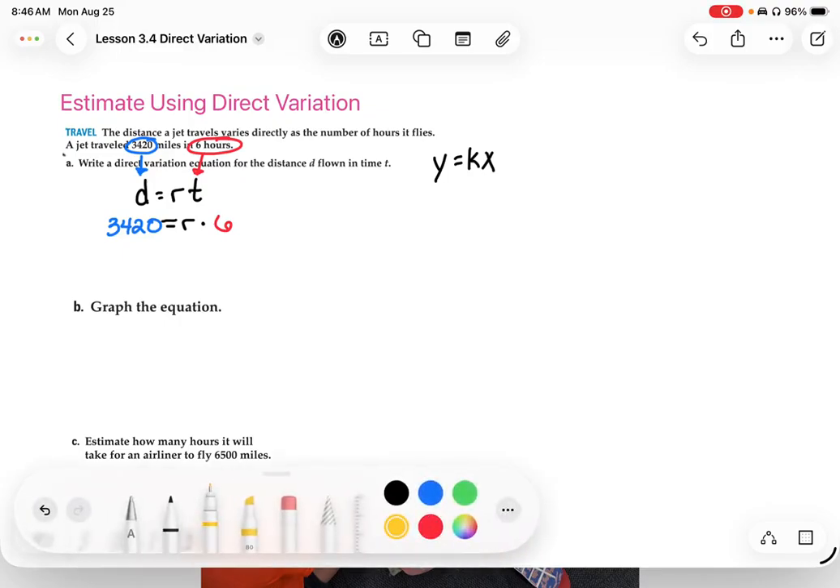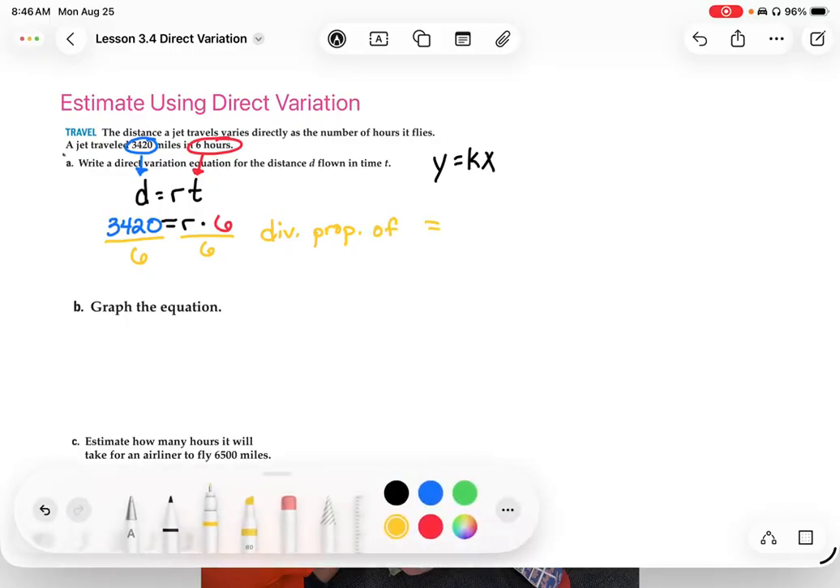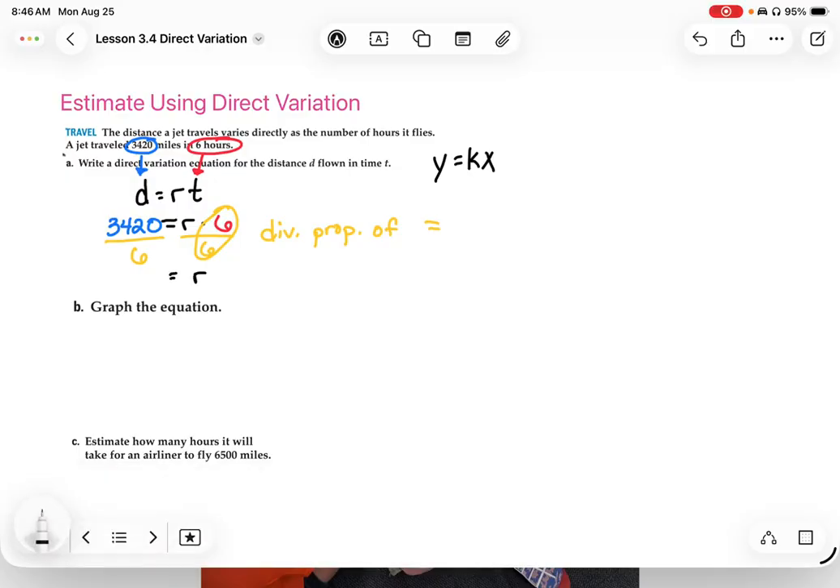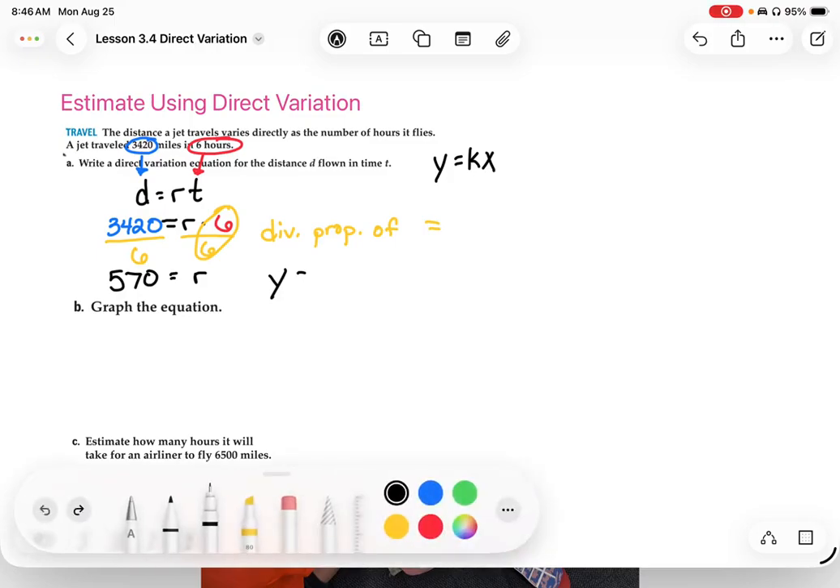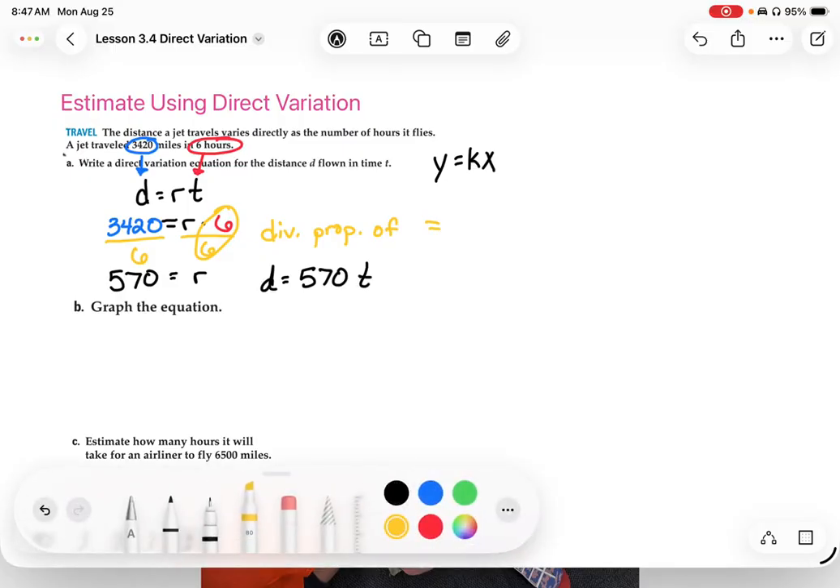Okay. So we just need to divide by 6. So divide both sides by 6. This is the division property of equality. And so on this side, the 6's will cancel, leaving us with just r. And over here, this is going to be 570. Okay, so our equation is, not y, sorry, d equals 570t. Great.